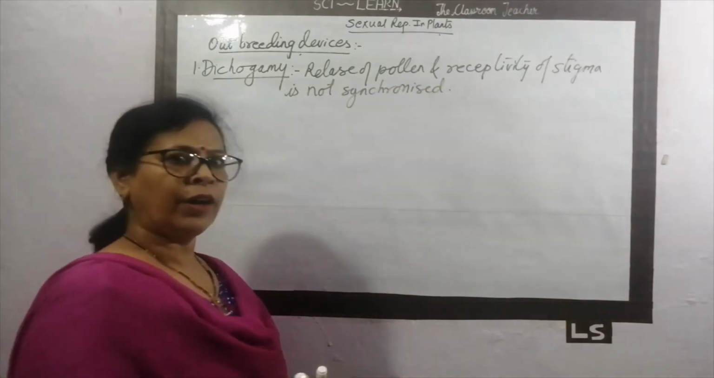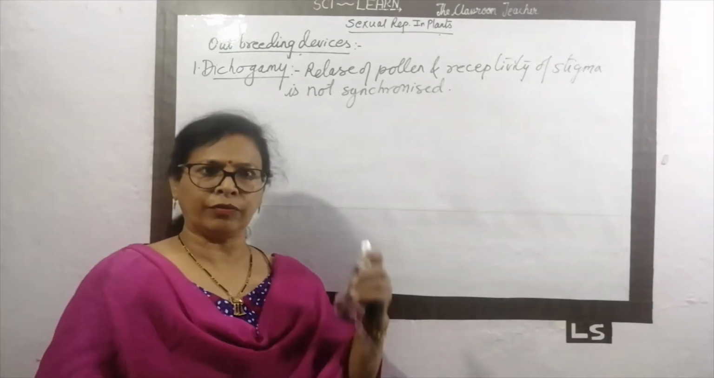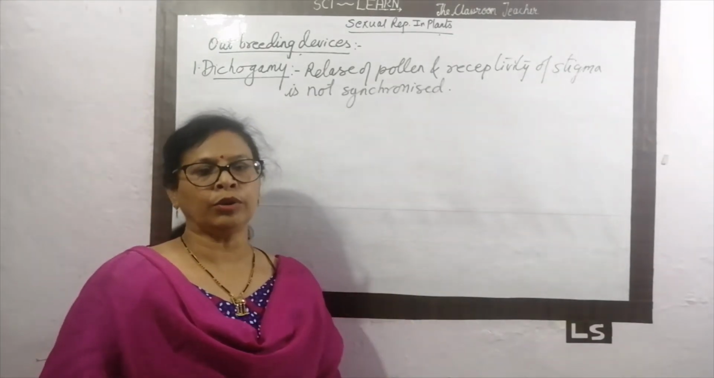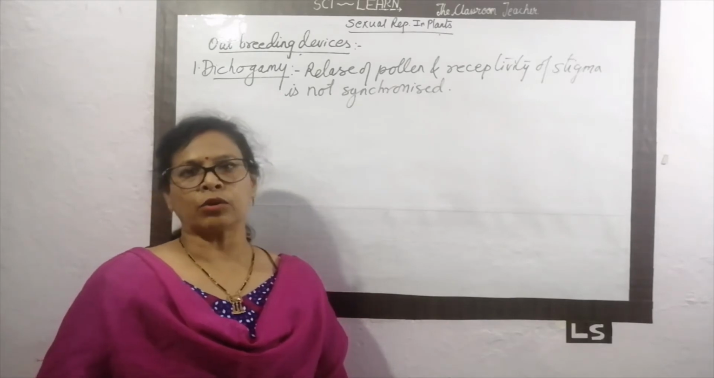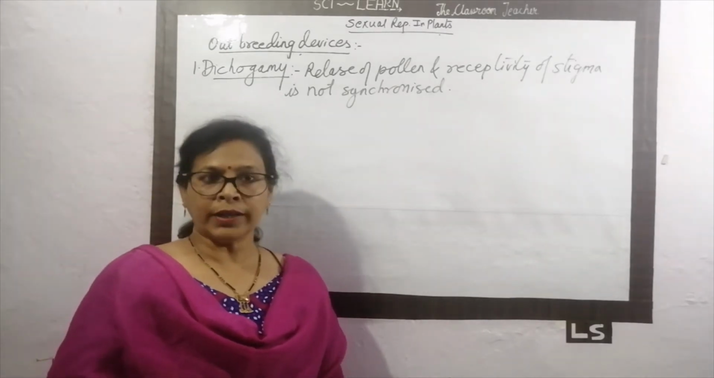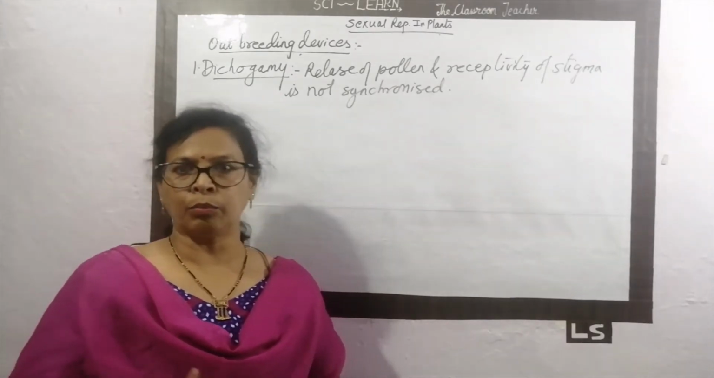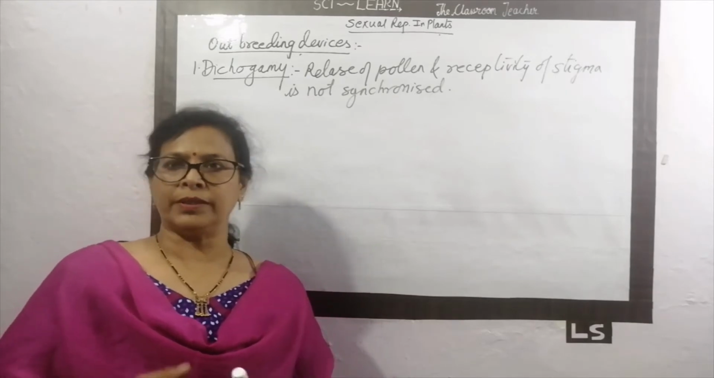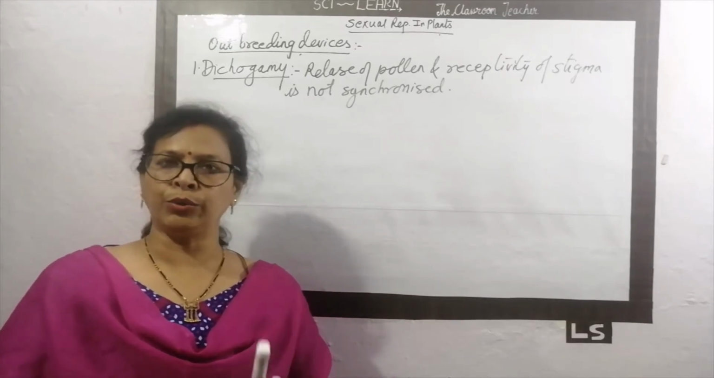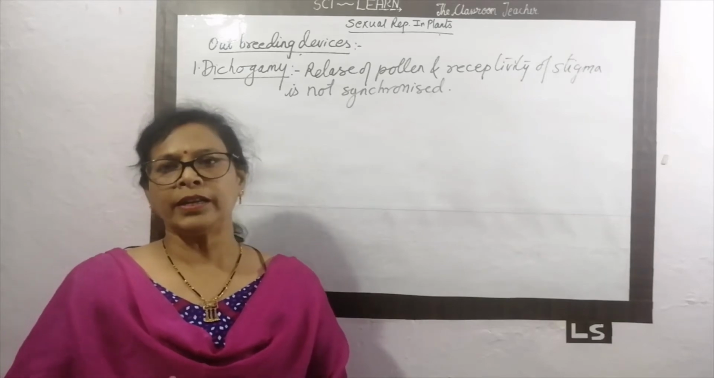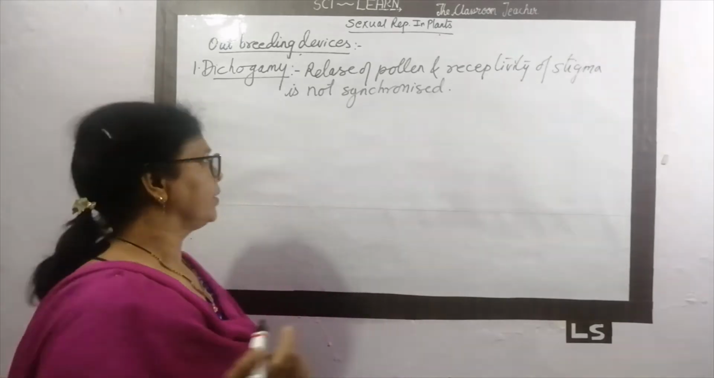At a time, one of them is not ready to perform the process. That is called dichogamy. The two conditions are here. First, pollen is mature, but the stigma is not ready to accept that pollen. That is called protandry.